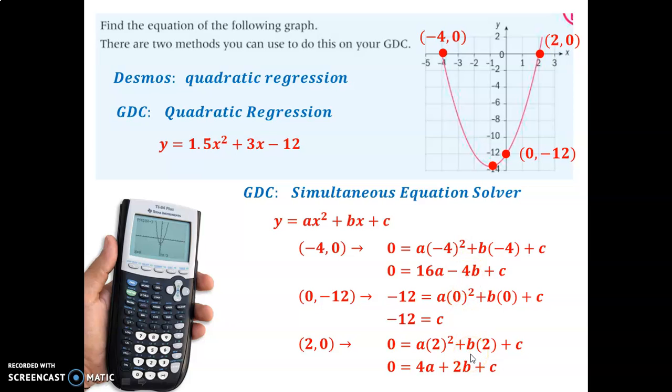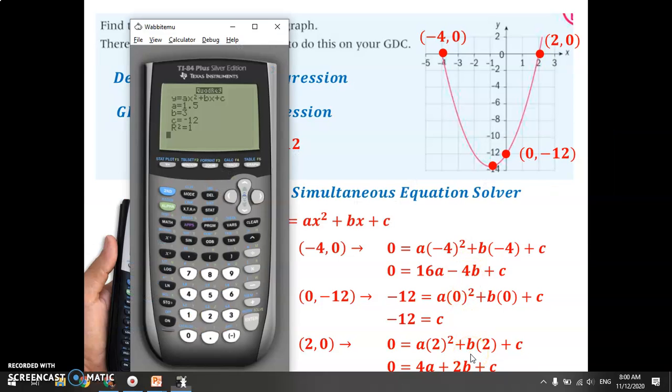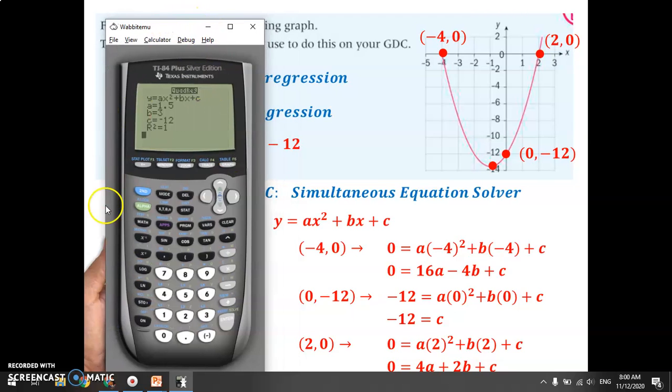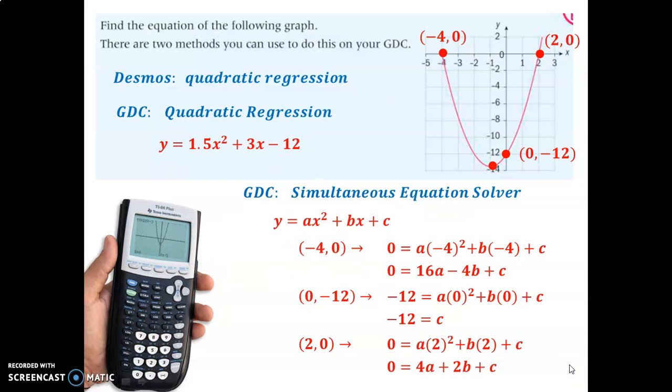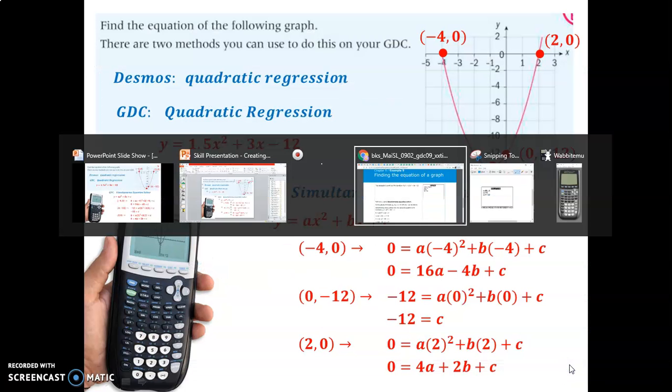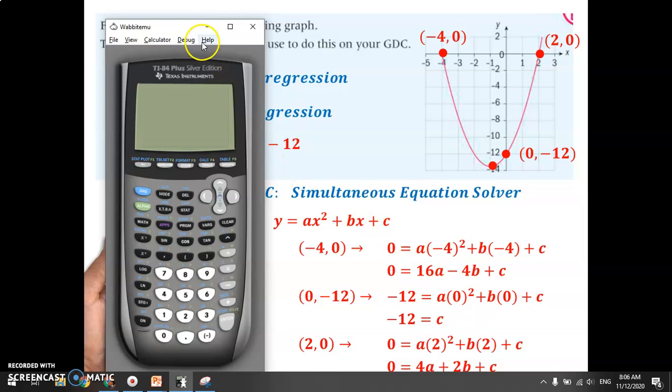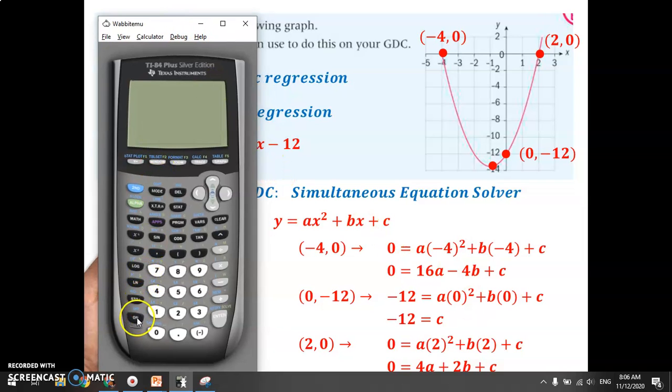Now on our calculator, we have the simultaneous equation solver, which allows us to solve systems of equations. Let me show you how to do that. So I'm going to press second quit here to go back to the main screen. We're going to go to apps. In apps, oh, I don't have it on here. Okay, I just found out that my online version here does not have that app. It does not have the poly simulation app.